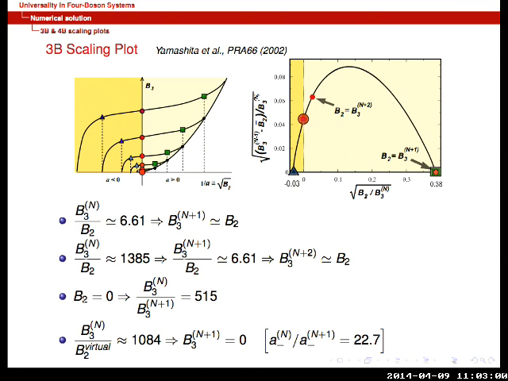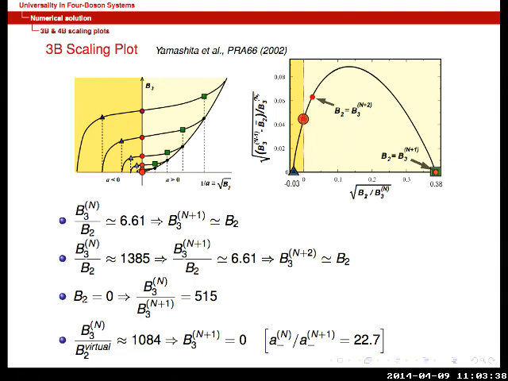This condition, when a new trimer appears, can be shown in this plot as these three angles in this scaling plot. The scaling plot connects two successive trimer binding energies together. Here we have B3(n+1) minus B2 bar. B2 bar is the dimer binding energy for positive scattering length and is 0 for negative scattering length. And here on the x-axis we have the square root of the ratio B2 over B3(n).